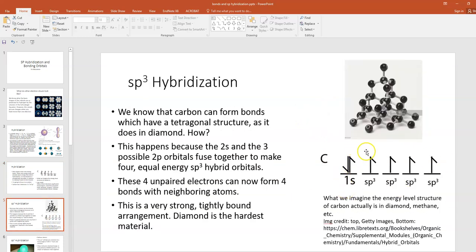There's 2 in the 1s, and then there's 4, 1 in each of these sp3 hybrid orbitals, right, that are formed when the s and the p overlap, forming 4 orbitals, okay? Now, those 4 unpaired electrons, they're each in their own little orbital there, they can now form 4 bonds with neighboring atoms, right? And so that's exactly what diamond's doing. Here's the carbon in the center, and it's got these 4 electrons that are forming bonds with each one of those neighbors as shown in the picture. This is a very strong, tightly bound arrangement, and diamond is actually one of the hardest materials known.